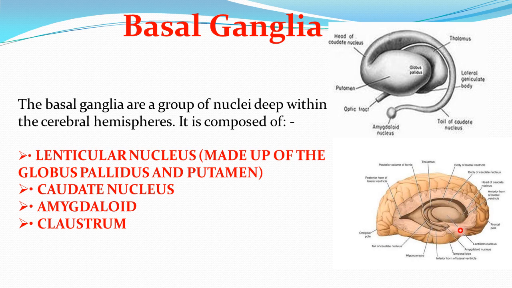Here, at the level of the uncus, the amygdaloid body is a small nucleus which is related with the limbic system. This part is lenticular nucleus. See here, it is lenticular nucleus. The most medial part is thalamus. It lies at the level of the thalamus.